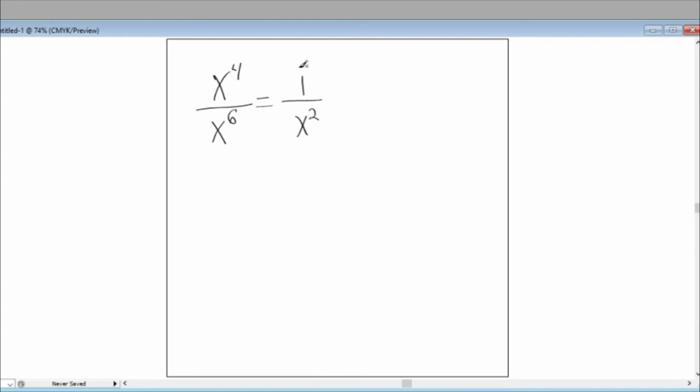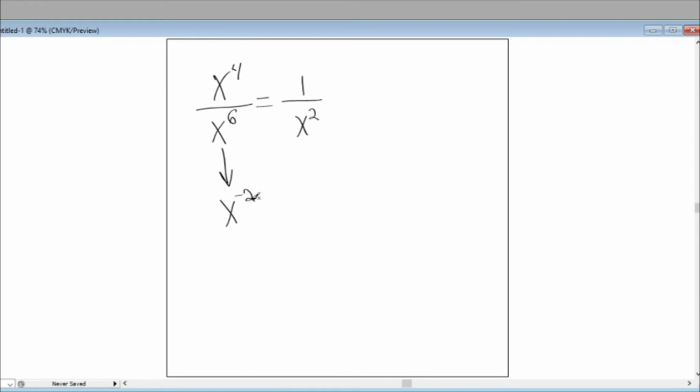However, this is actually another way to write something else. If we think about it, why have we been just dropping something to the bottom? Really, this is 4 minus 6. And what is 4 minus 6? Well, 4 minus 6 is negative 2. So this would be x to the negative 2.